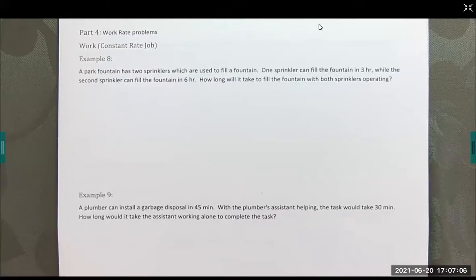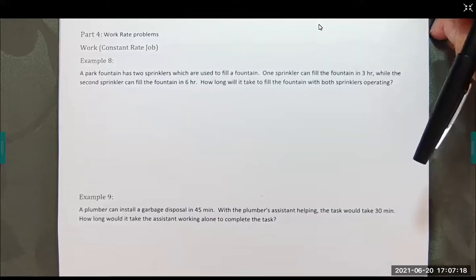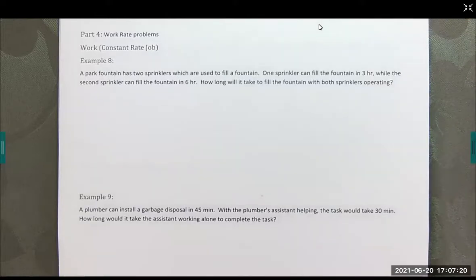Welcome back. This is the second half of section 1.7, and there's only two videos for 1.7. I split it up because it was a lot of word problems, and wanted to kind of break it up for you. We're going to move on to work rate problems, often just called work problems, and we're going to just jump right down into it.